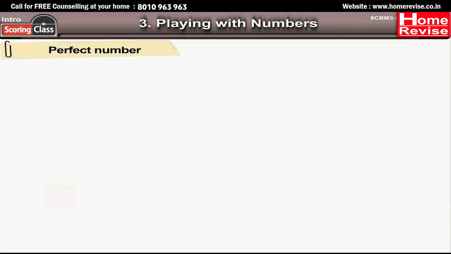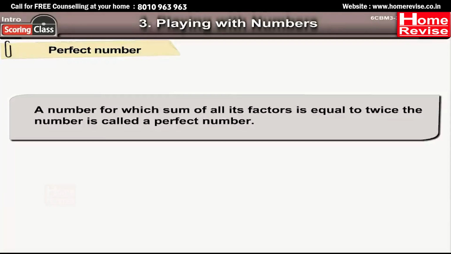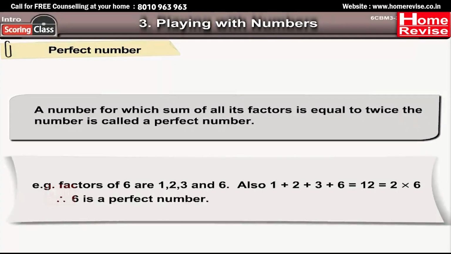Perfect number. A number for which the sum of all its factors is equal to twice the number is called a perfect number. For example, factors of 6 are 1, 2, 3, and 6. Also, 1 plus 2 plus 3 plus 6 is 12, which is 2 into 6. Therefore, 6 is a perfect number.